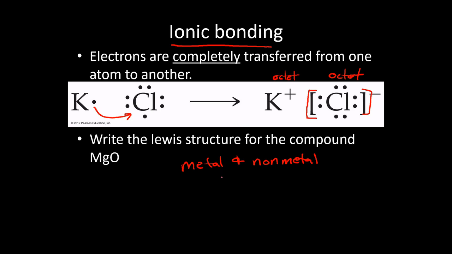So with that in mind, why don't you pause the video here in just a second, and try to draw the Lewis dot structure. It'll look relatively similar to this for magnesium oxide. So go ahead and pause the video now and try to do that yourself.